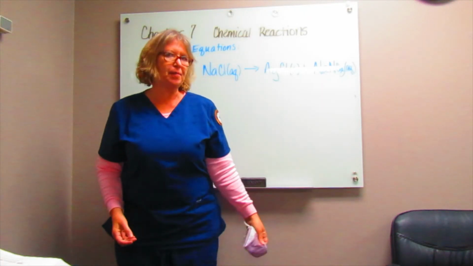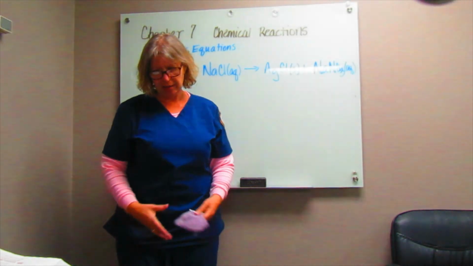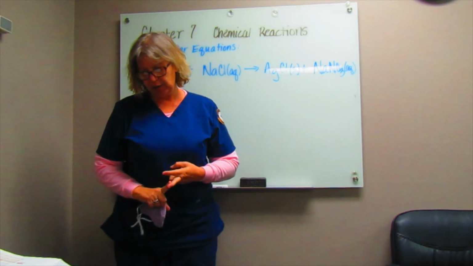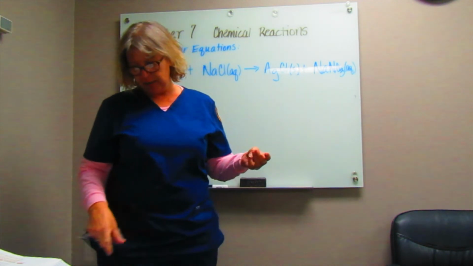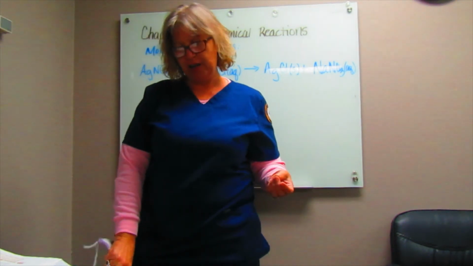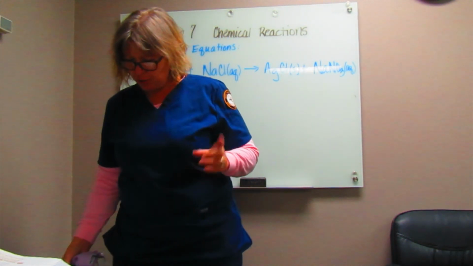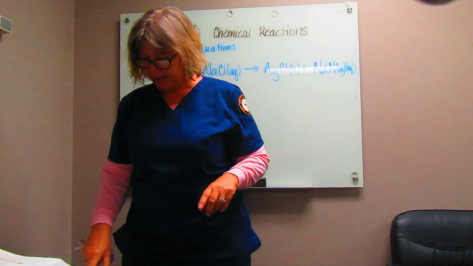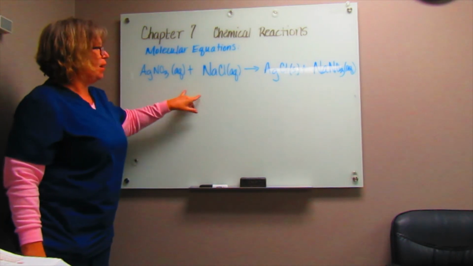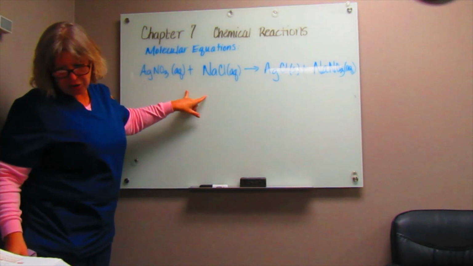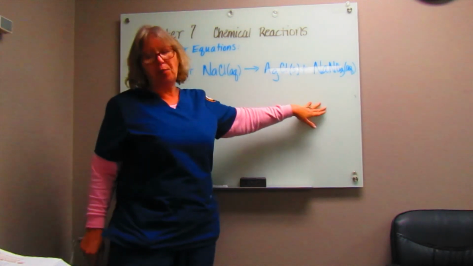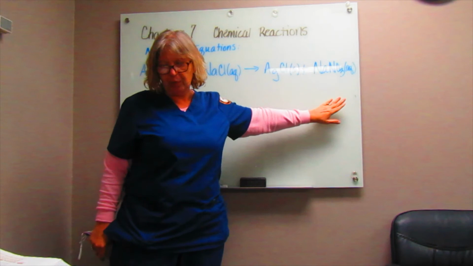There are different types of equations that we now need to address. There are three types: molecular equations, ionic equations, and net ionic equations. So the first one that I want to look at is a molecular equation. This equation here is a molecular equation. It shows the complete neutral formulas for every compound in the reaction.